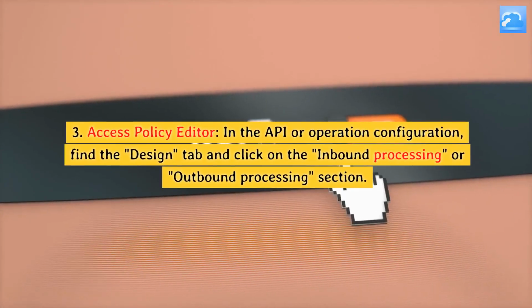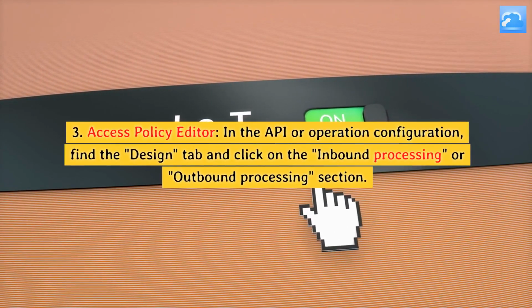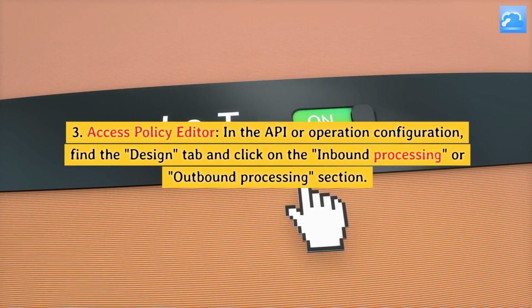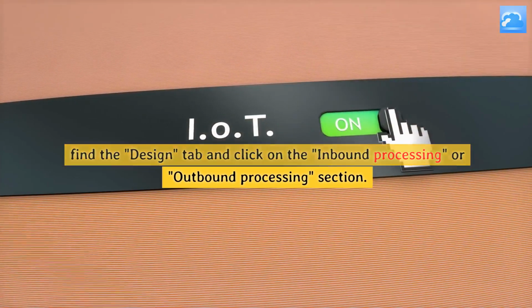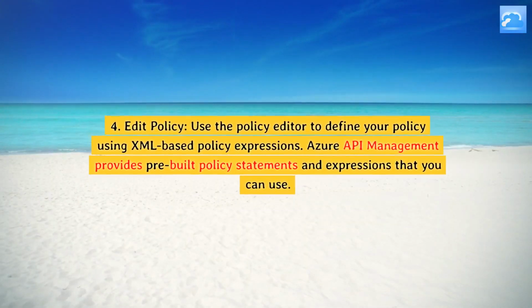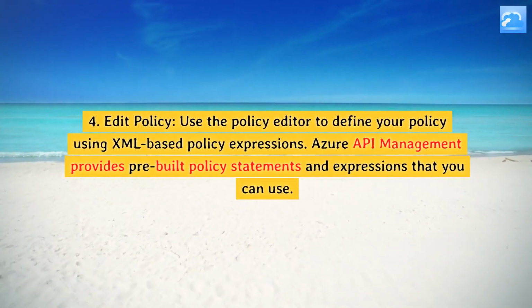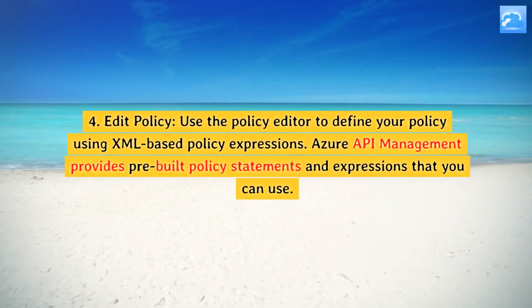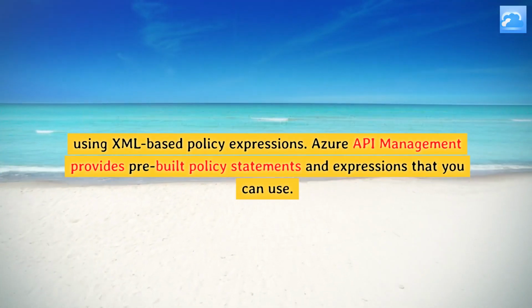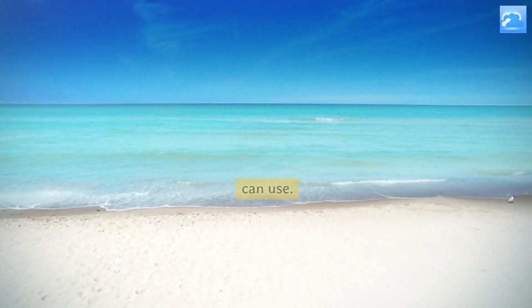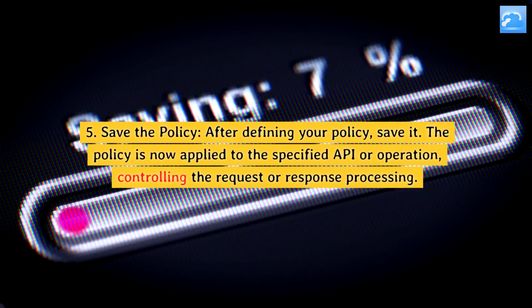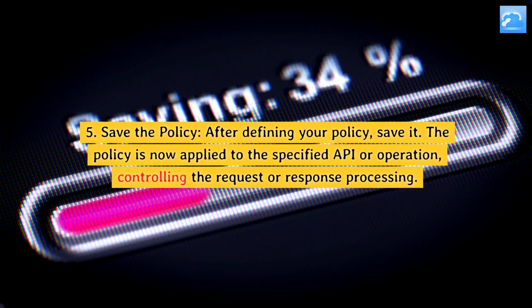3. Access Policy Editor. In the API or operation configuration, find the Design tab and click on the Inbound Processing or Outbound Processing section. 4. Edit Policy. Use the policy editor to define your policy using XML-based policy expressions. Azure API Management provides pre-built policy statements and expressions that you can use. 5. Save the policy. After defining your policy, save it. The policy is now applied to the specified API or operation, controlling the request or response processing.